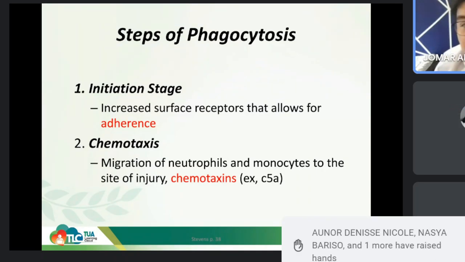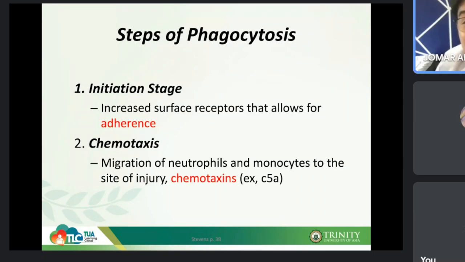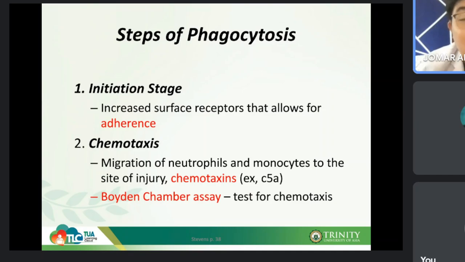Malinaw? Okay. Now, your chemotaxis is a phenomenon happening inside our body during phagocytosis. And there are chemical messengers that influence our cell. Okay, and these are what we call now your chemotaxins. What are chemotaxins? Chemotaxins are substances that stimulate or trigger your white blood cells to migrate.